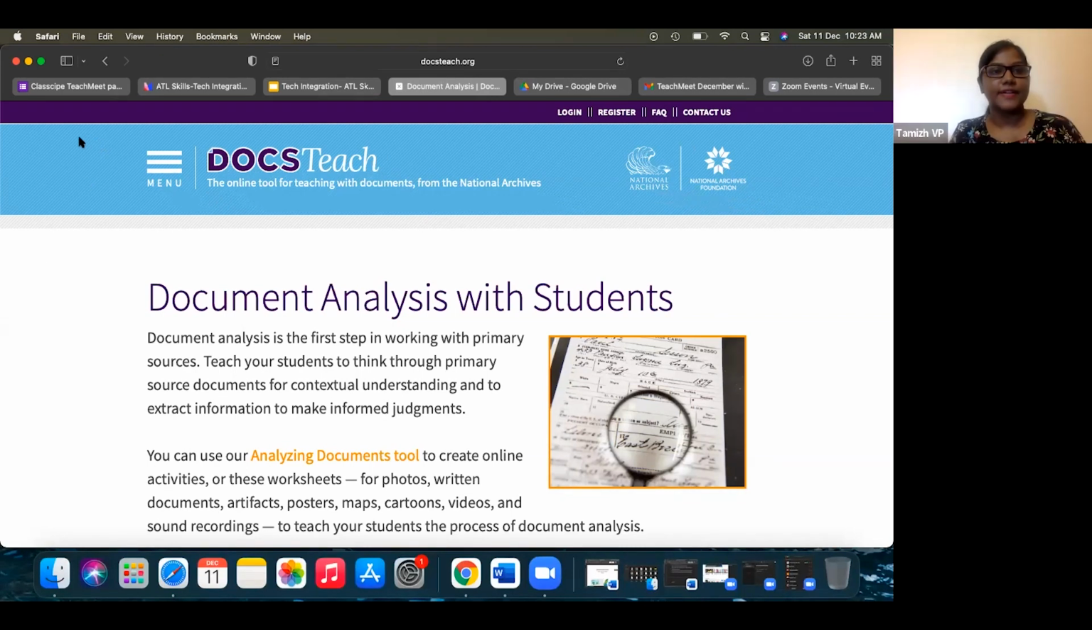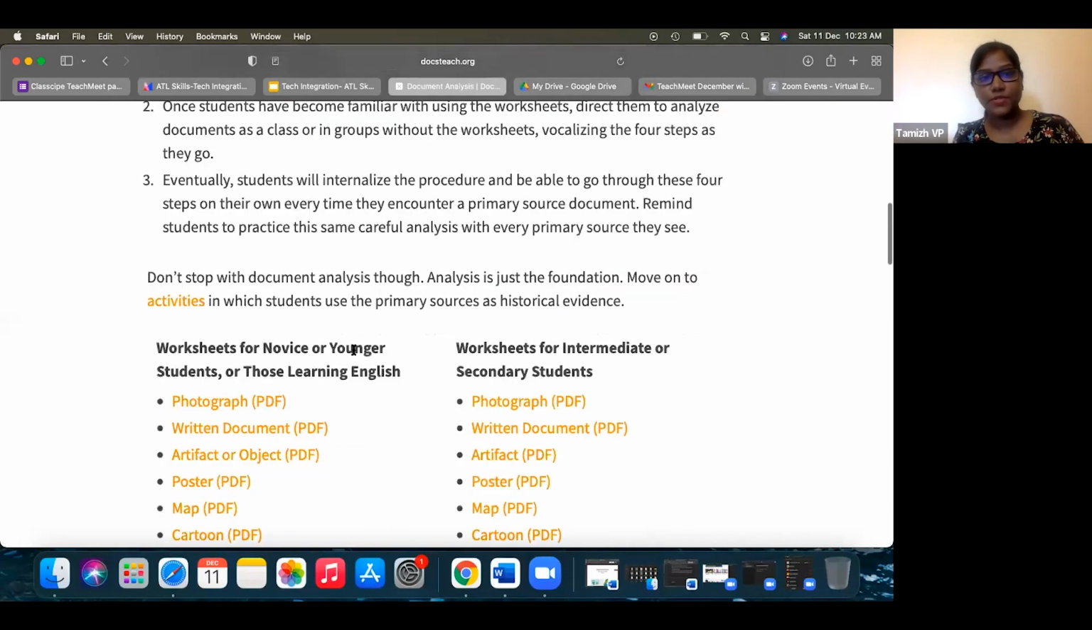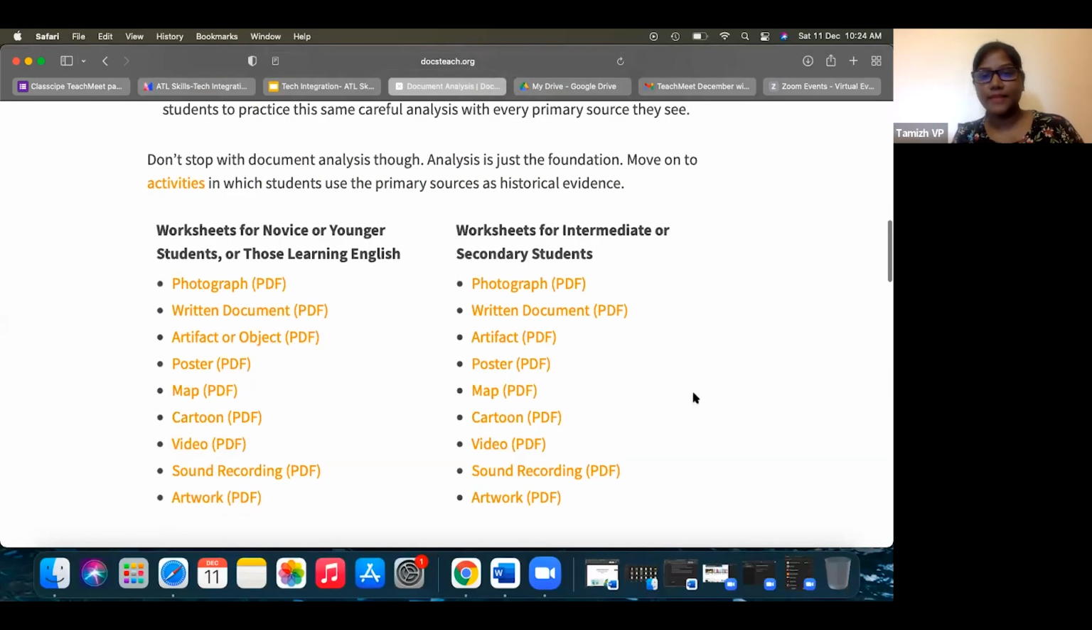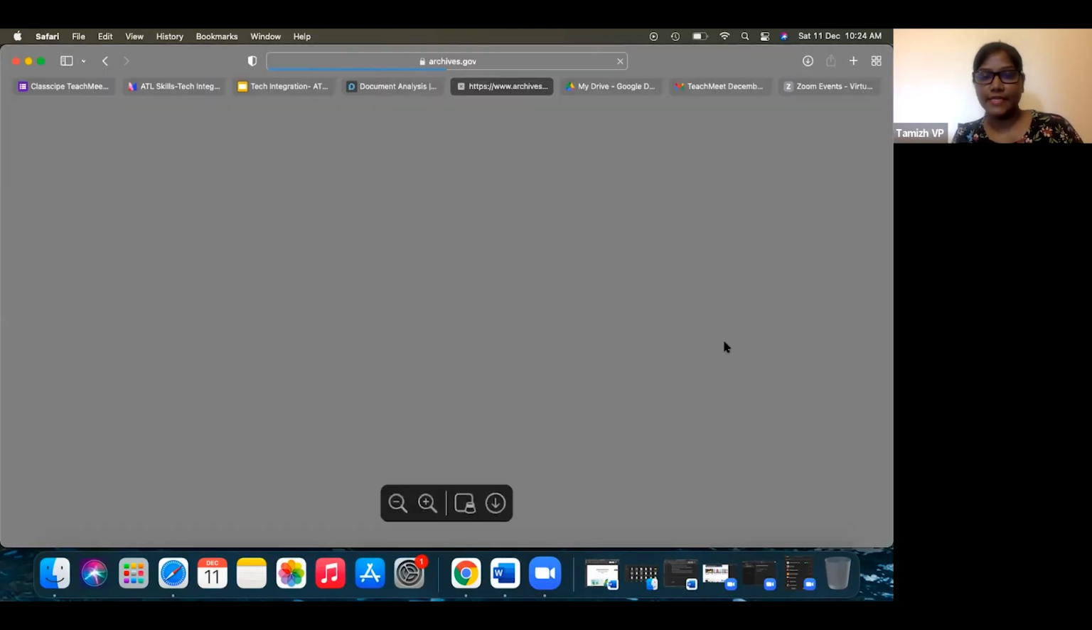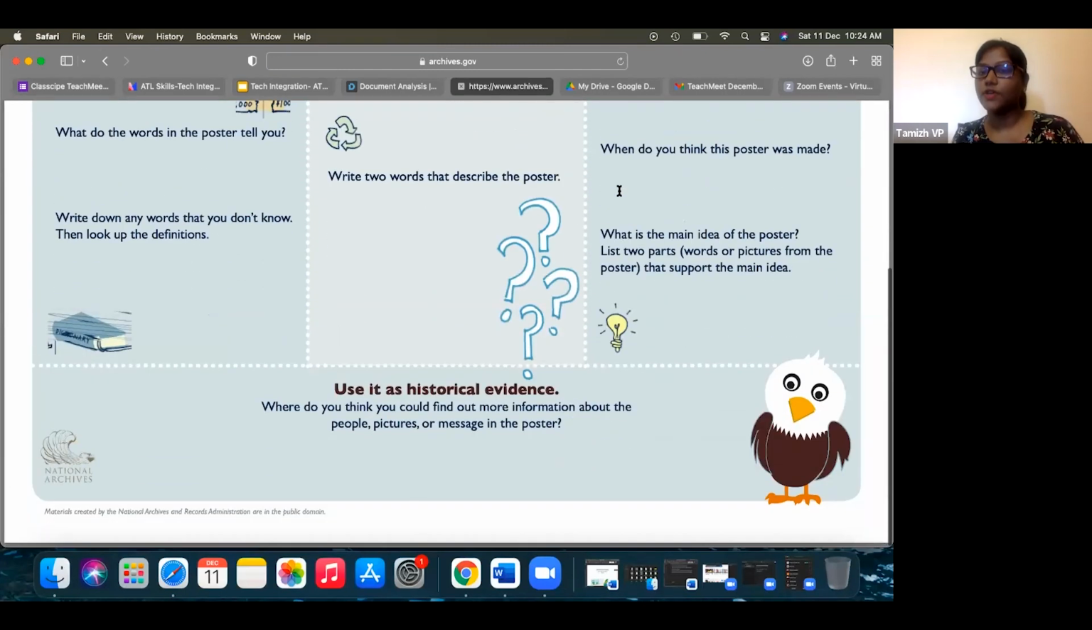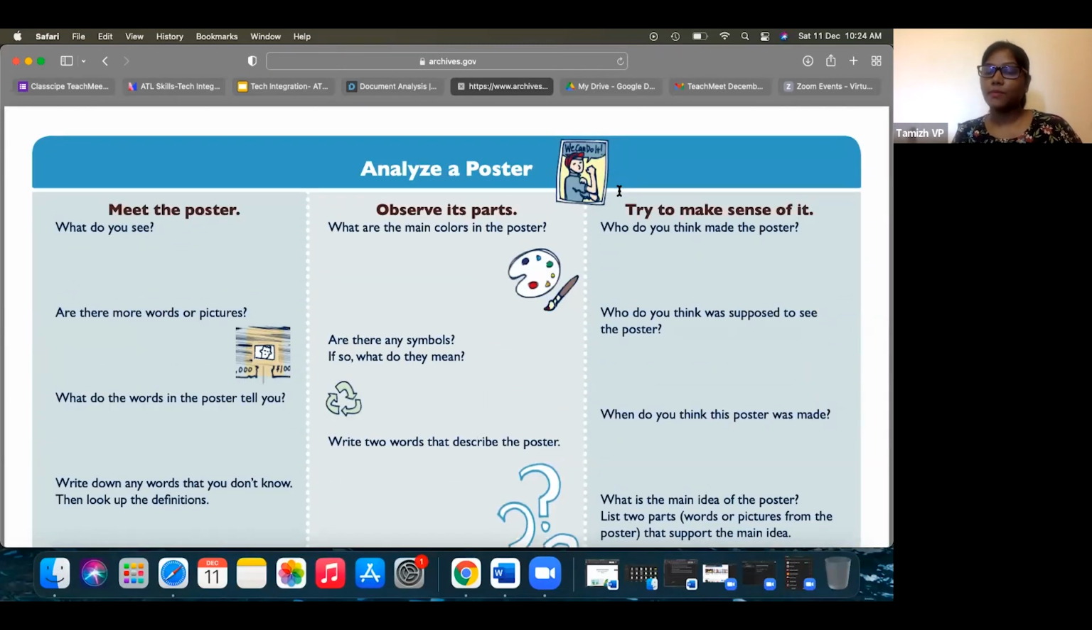All right. So this is another site called DocsTeach, which helps students learn how to analyze various documents. You have examples of each. Let's say I have to analyze a poster: you have a PDF file that shows the different things students need to do in order to analyze a poster. Because we cannot be aware of such things all the time, we need to give them a certain template, a certain process, a certain structure.